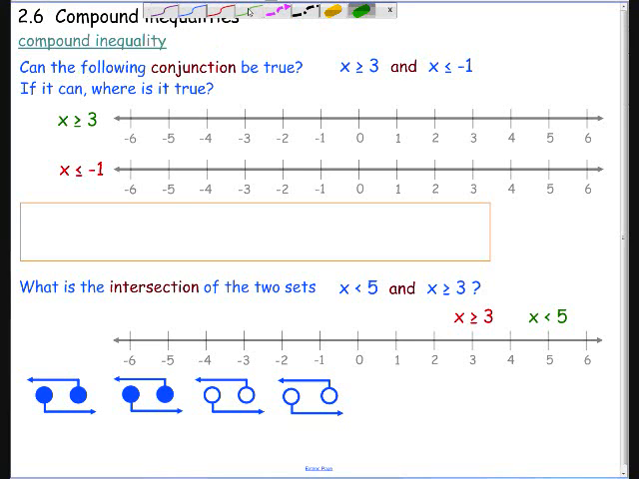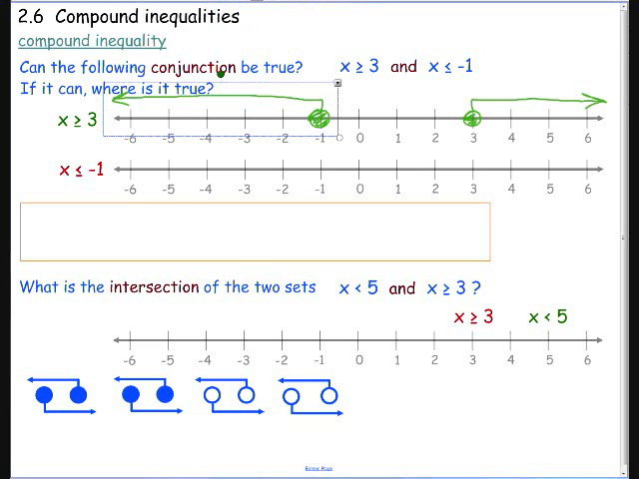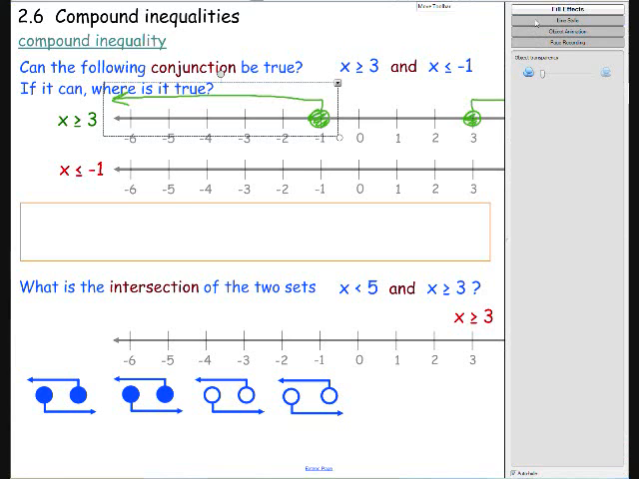Can the following conjunction be true? X greater than or equal to 3. Okay, let's find our boundary. It's equal to, so I'm going to fill it in, and everything greater than. X less than or equal to -1. So my boundary is at -1. Again, it's equal to the boundary, and everything less than. Oh, I meant to do that in red. Put this into a different color to be consistent.